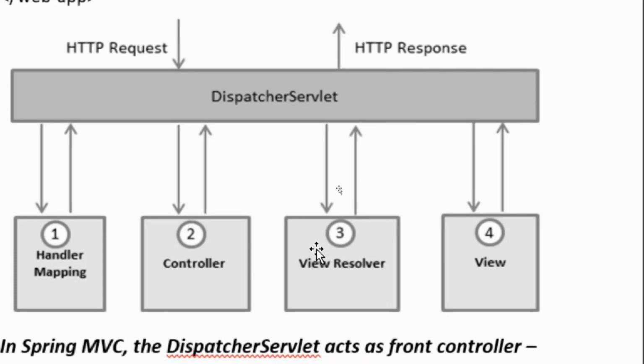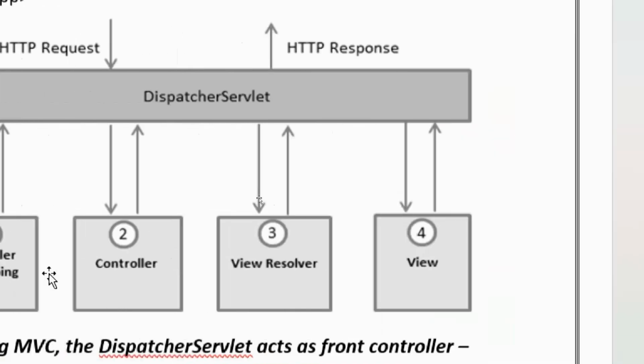The dispatcher servlet will identify the controller based on the handler mapping. Then the controller got some response, based on the services and the repository, whatever it may be. Then the front controller will identify the corresponding view based on the view resolver. That is the only point. The second step is done based on the first step. The fourth step is done based on the view resolver.